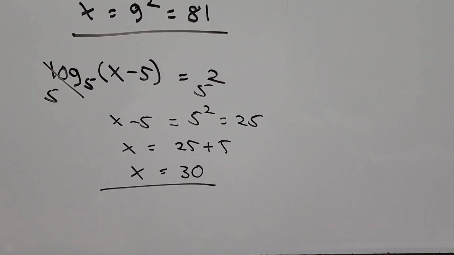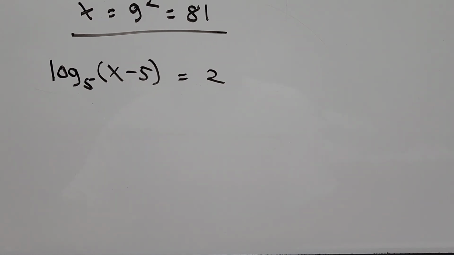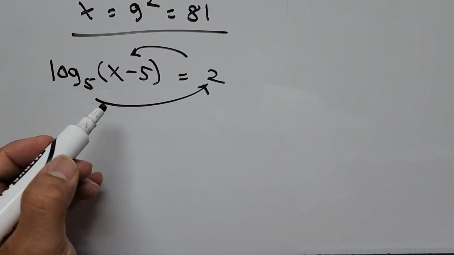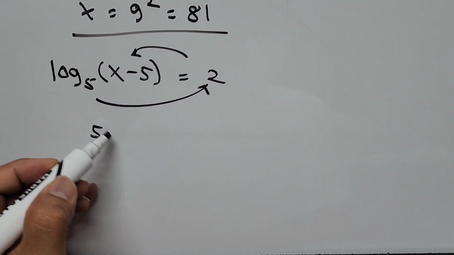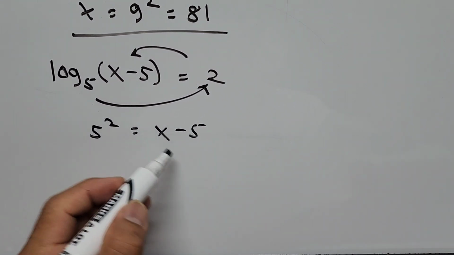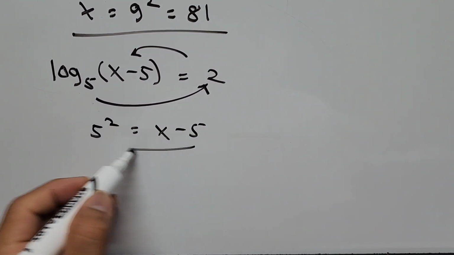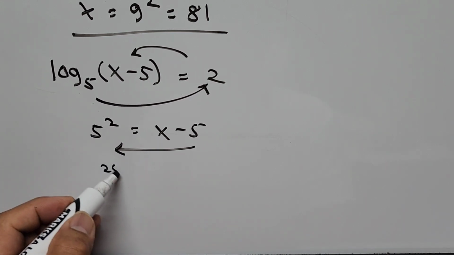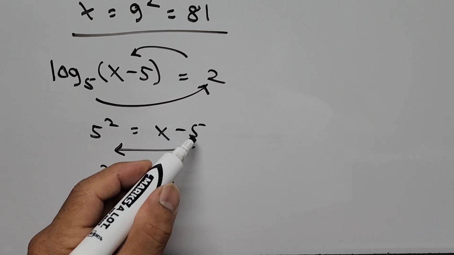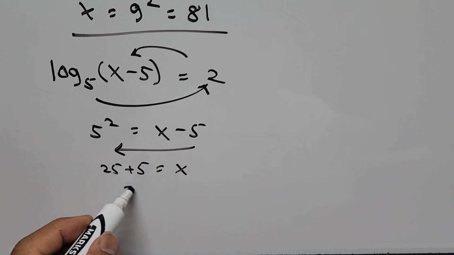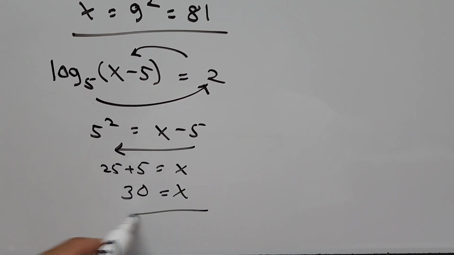And the other way to solve it is by using the definition of logarithm. So we have here 5 to the power of 2 equals x minus 5. So we have 5 squared equals x minus 5. And solving for x, putting negative 5 to the left, so we have 5 squared is 25 plus 5, from negative becomes positive, equals x. So 25 plus 5 is 30. So that's the value of x.